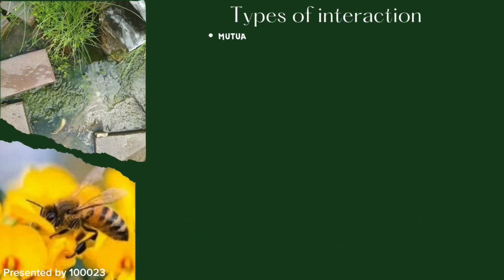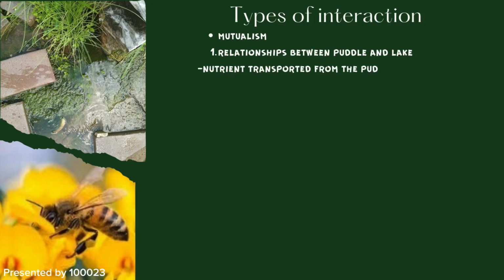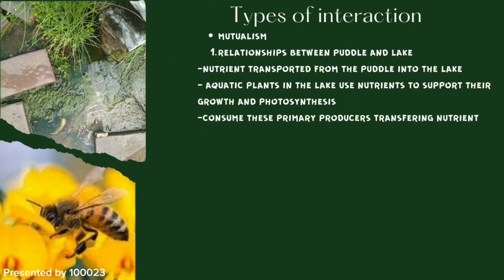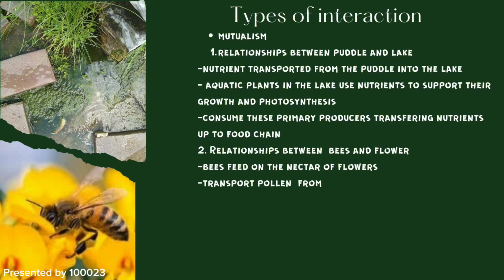The next one is mutualism, in which both organisms involved benefit from the relationship. The first one is the relationship between puddle and lake. Nutrient transport from the puddle into the lake can be utilized by various organisms within the lake ecosystem. Algae and aquatic plants in the lake use nutrients such as nitrogen, phosphorus, and carbon to support their growth and photosynthesis. Fish and aquatic organisms then consume this primary producer, transferring nutrients up the food chain.